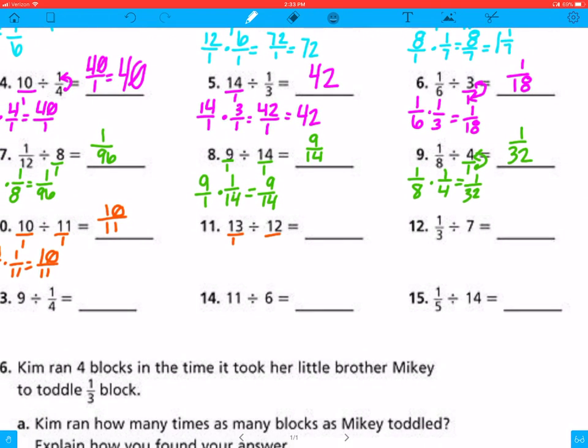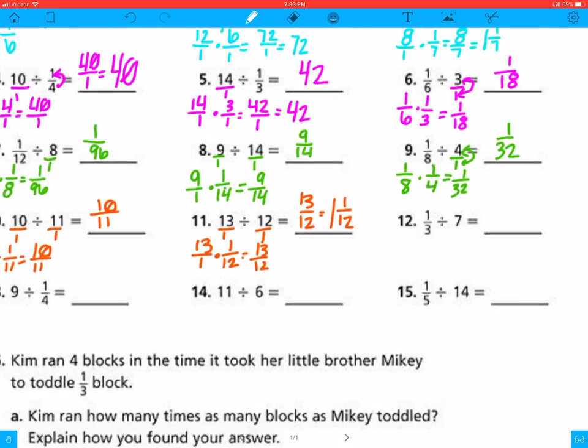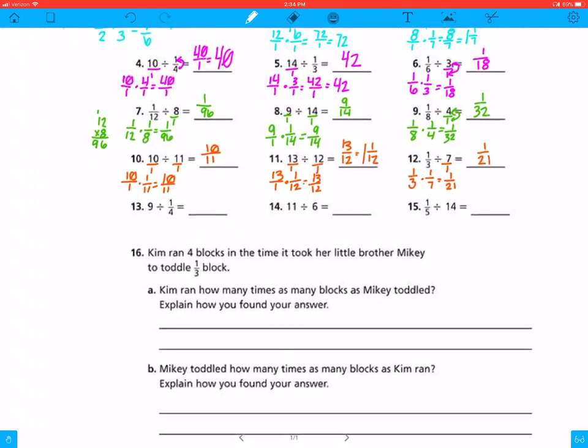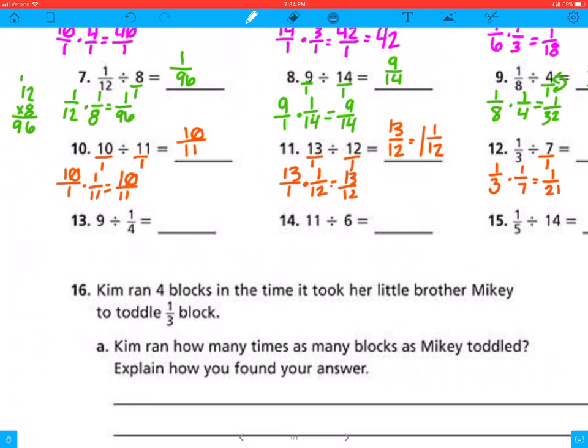Number 11. 13 divided by 1, or 13 over 1 multiplied by 1 over 12, which is the reciprocal. I multiply straight across, get 13 over 12, which is equal to 1 and 1/12. And I could check it by multiplying my 12 by 1 and adding 1 and then get 13 over 12, which was my original. So 1/3 multiplied by 1/7 is equal to 1/21. I cannot simplify it because it has a 1. That's just a big sign for me on that.